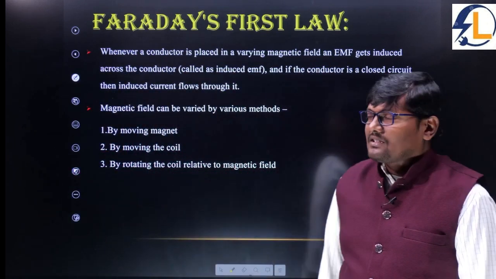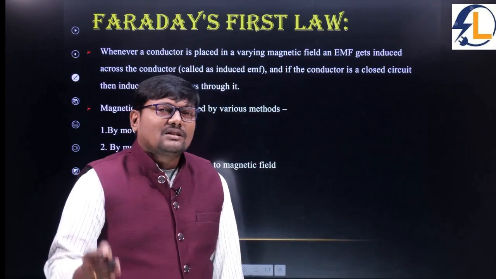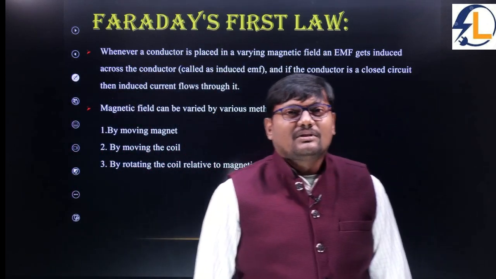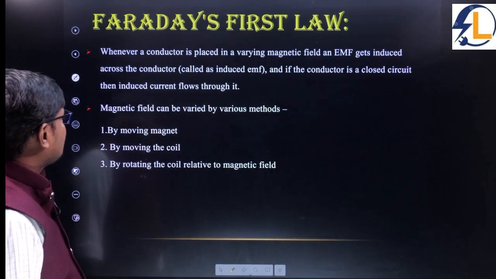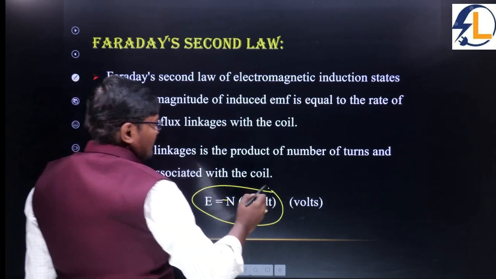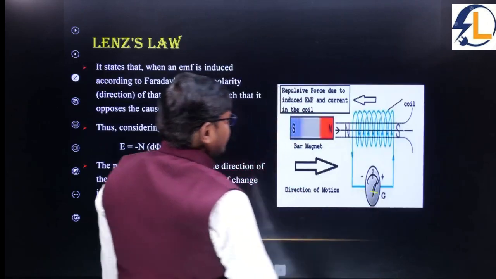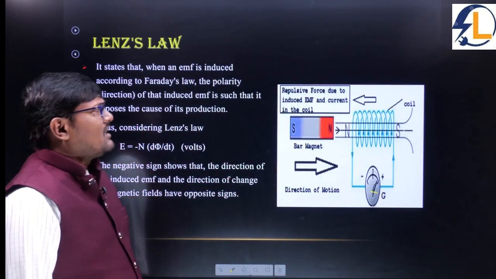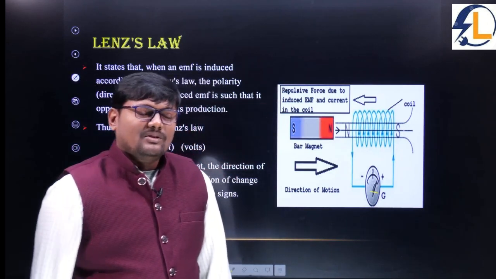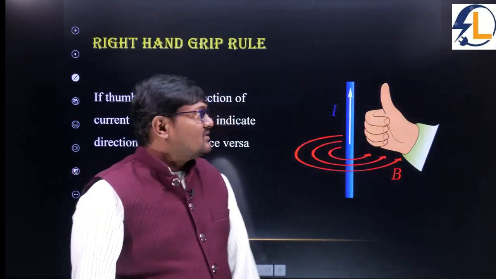Whenever the flux linking with the coil changes and EMF is induced, that is called Faraday's first law. Whenever a conductor cuts the magnetic flux and EMF is induced, that is also Faraday's first law. And the rate of change of flux linkages and EMF induced is called Faraday's second law. Here a minus sign is there, where the average value is equal to minus N into d phi by dt. And Lenz's law says the effect will always oppose the cause. As we discussed clearly in transformers, what is the cause for production of the EMF? Flux is the cause, and the EMF opposes the changes in the flux.